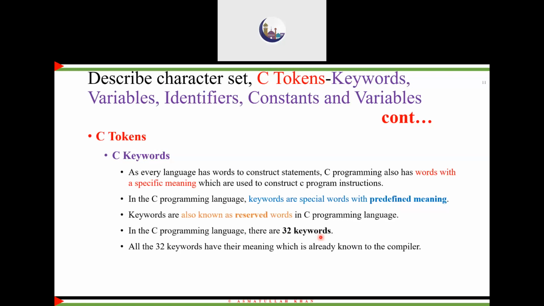Like that, while using these keywords continuously, you'll get habituated and remember them easily. Okay, so all these 32 keywords are known to the compiler. Do remember this thing. That's why they are always called reserved words.